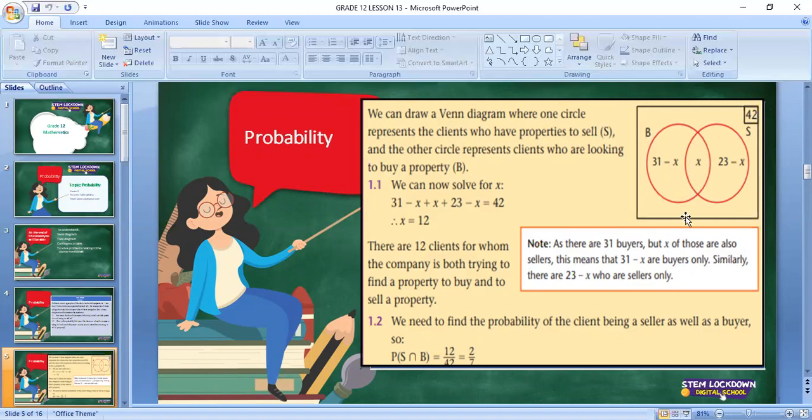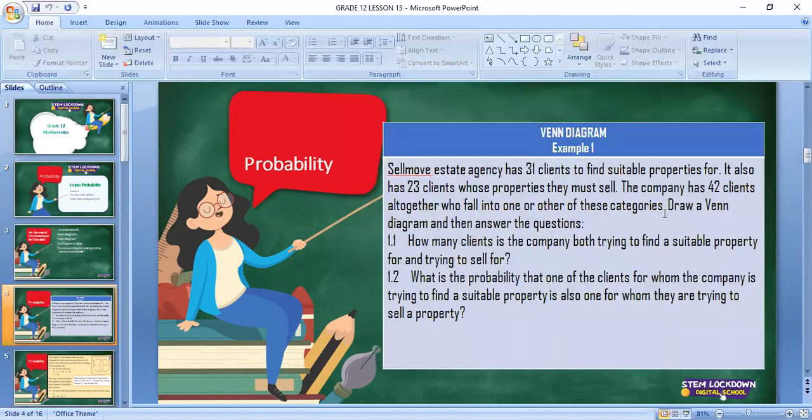The total of all the clients is 42, so our sample space is 42. We have X in the intersection, 23 minus X here, 31 minus X here, and 42 as our sample space. Then that is our Venn diagram.